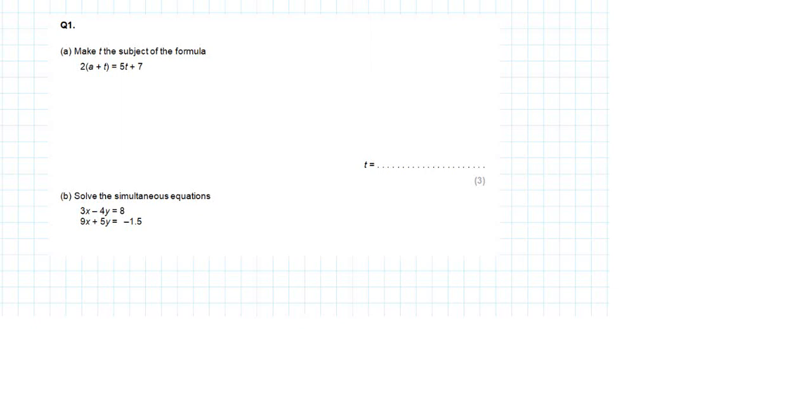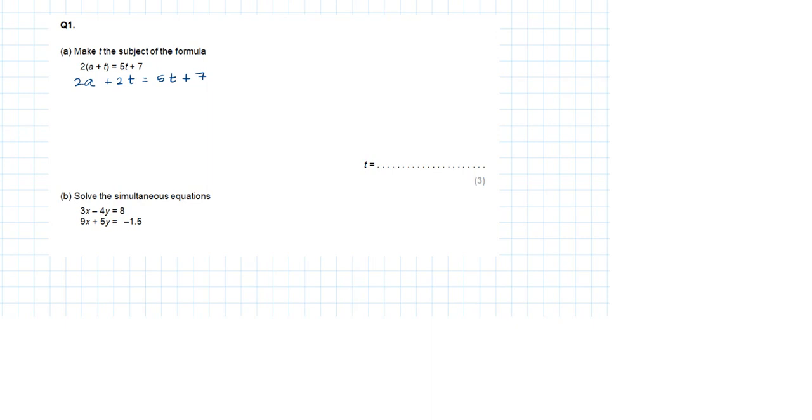In order to do that, first we're going to expand the brackets. So 2 times a is 2a and 2 times t is 2t, is equal to 5t plus 7. Now in order to make t the subject, we need all the t's on one side. So we're going to look at which t has the bigger coefficient, 2t or 5t. Clearly 5t, 5 is the greater coefficient, 5 is bigger than 2.